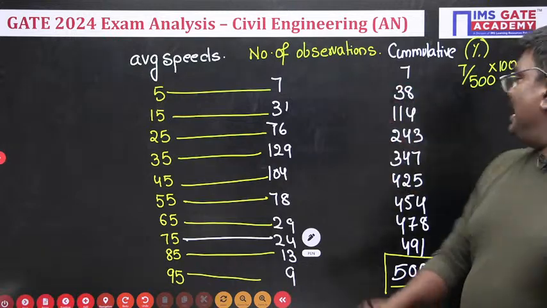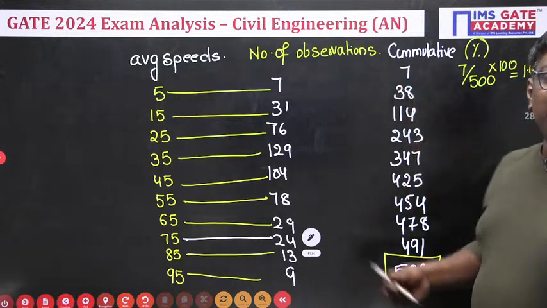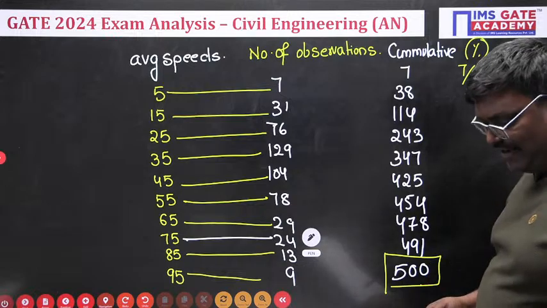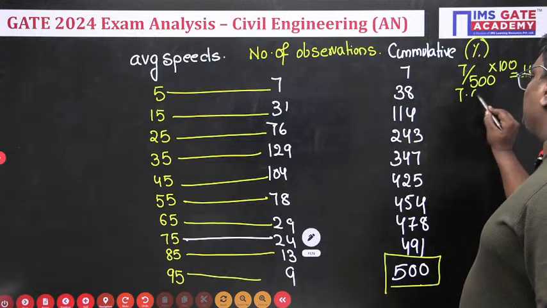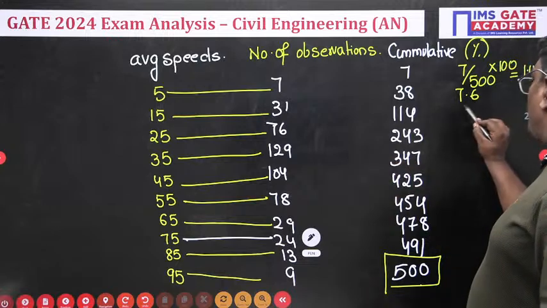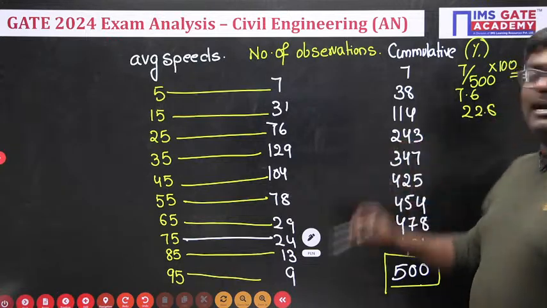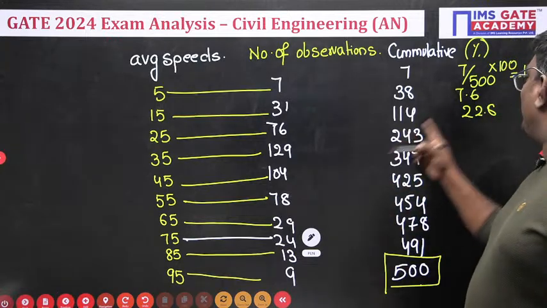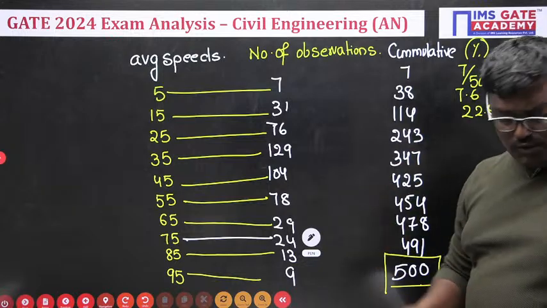Similarly, 38 divided by 500. 38 divided by 5 is how much, sir? You will get a value of 7.6 percentile. This will be 22.8 percentile. 5 divided by 243, how much, sir? What is the value, my dear students?